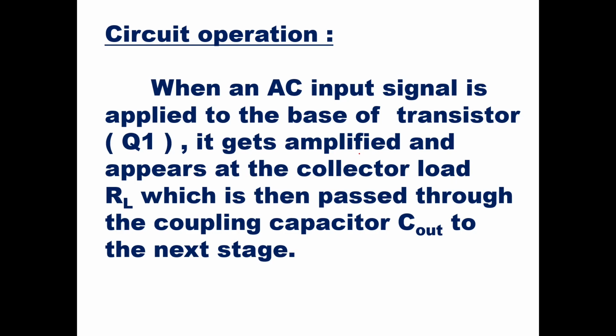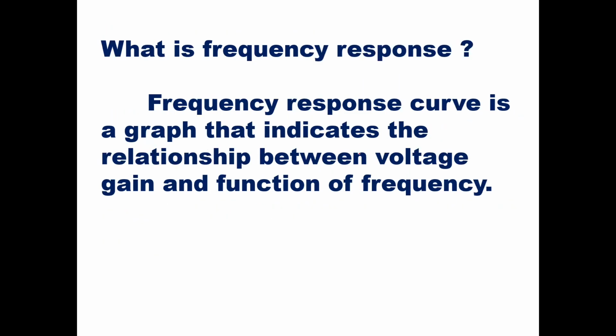Okay. So this operation in short, you can tell that when an AC input signal is applied to the base of transistor Q1, it gets amplified and appears at the collector load RL, which is then passed through the coupling capacitor C out to the next stage. Okay. Then we'll go to see what do you mean by frequency response. Okay. Now, whenever we say frequency response of a certain circuit, we always state that frequency response is a curve, that is a graph that indicates the relationship between voltage gain and function of frequency.